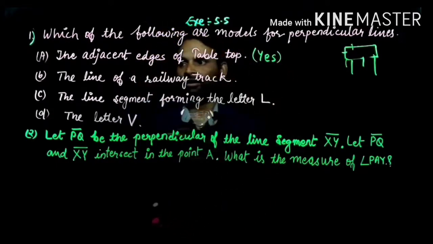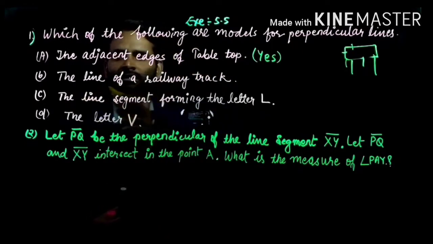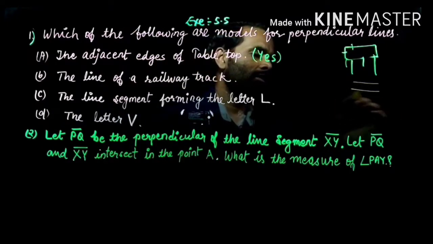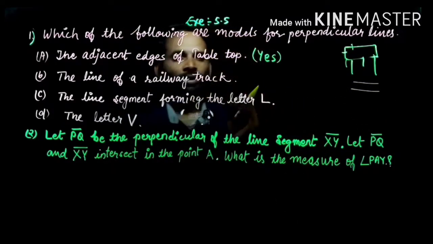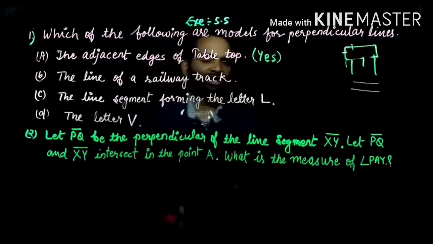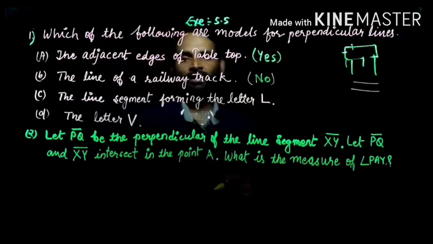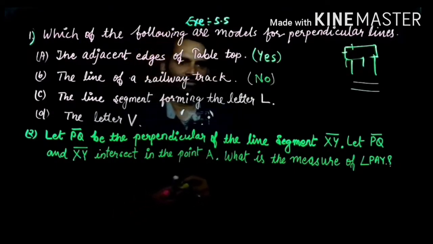Okay. Second, the lines of the railway track. The two railway tracks are an important example of parallel lines. That is not a perpendicular line. So the answer is no. It means the railway track is not perpendicular.